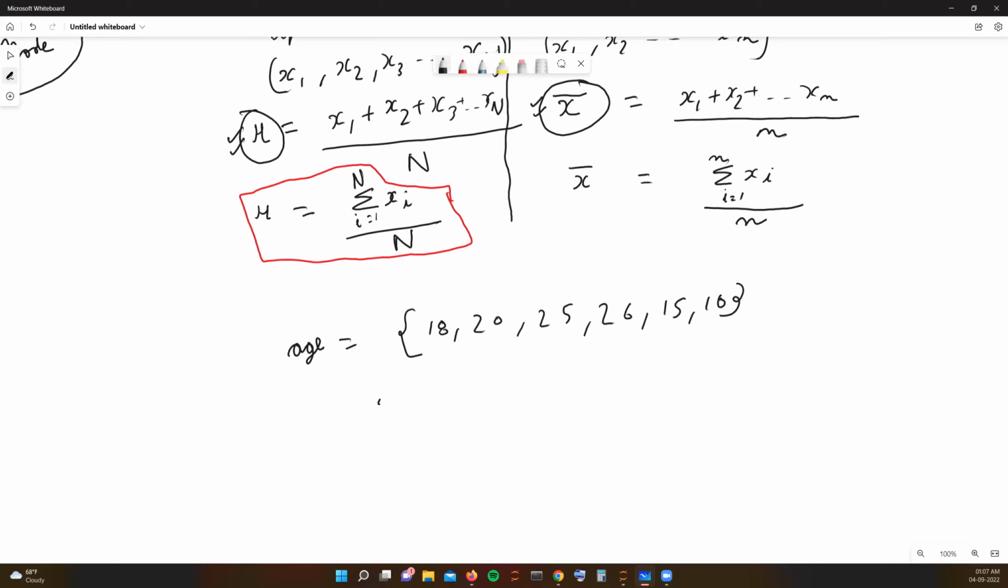So the mean of this particular data set will be just the summation of all of them: 18 plus 20 plus 25 plus 26 plus 15 plus 10, divided by 6 because 6 data points are present, and it will come to approximately 18, right? You have found your mean here.